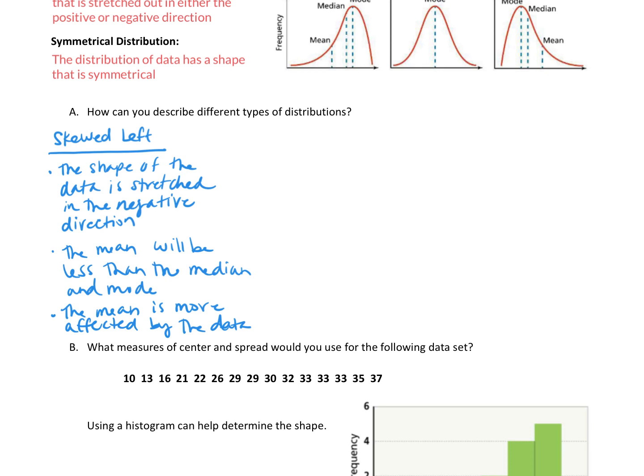All right, let's talk about our symmetric distribution. In a symmetric distribution, the shape of the data is symmetrical. And the mean, median, and mode are about the same.